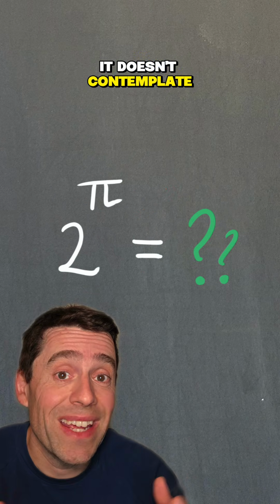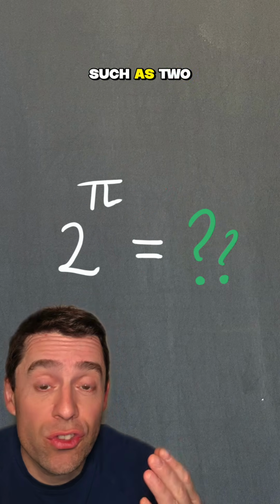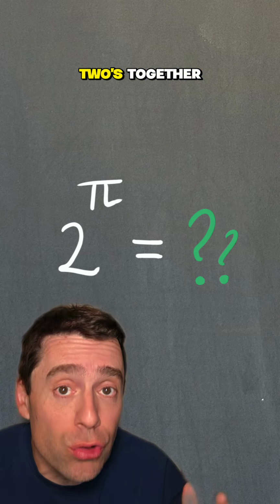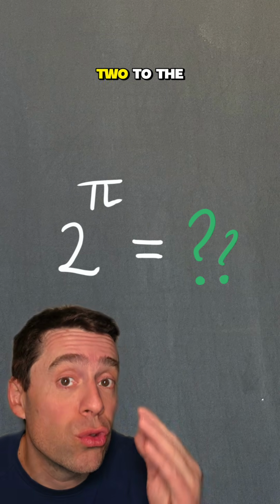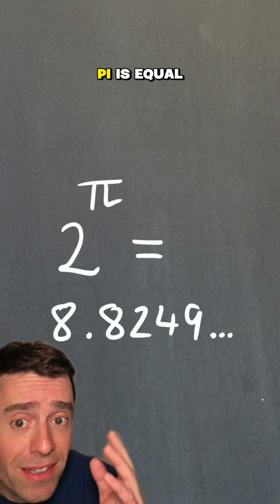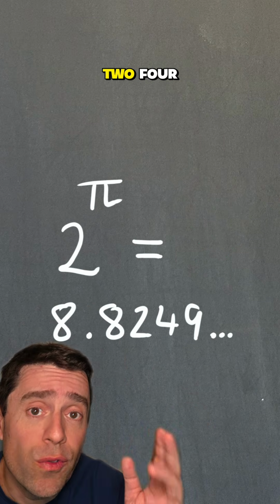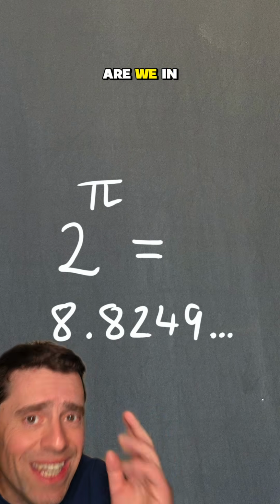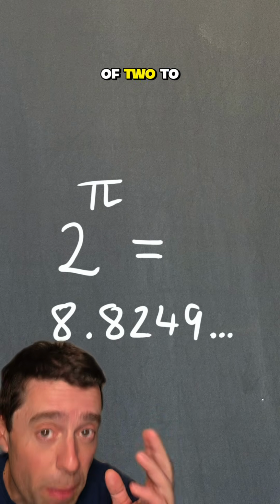It doesn't contemplate other expressions such as 2 to the pi either. What does that mean? I can't multiply pi 2's together. So what do we mean by 2 to the pi? 2 to the pi is equal to 8.8249, etc. But how do we reach this value, and why are we in agreement that that is the value of 2 to the pi?